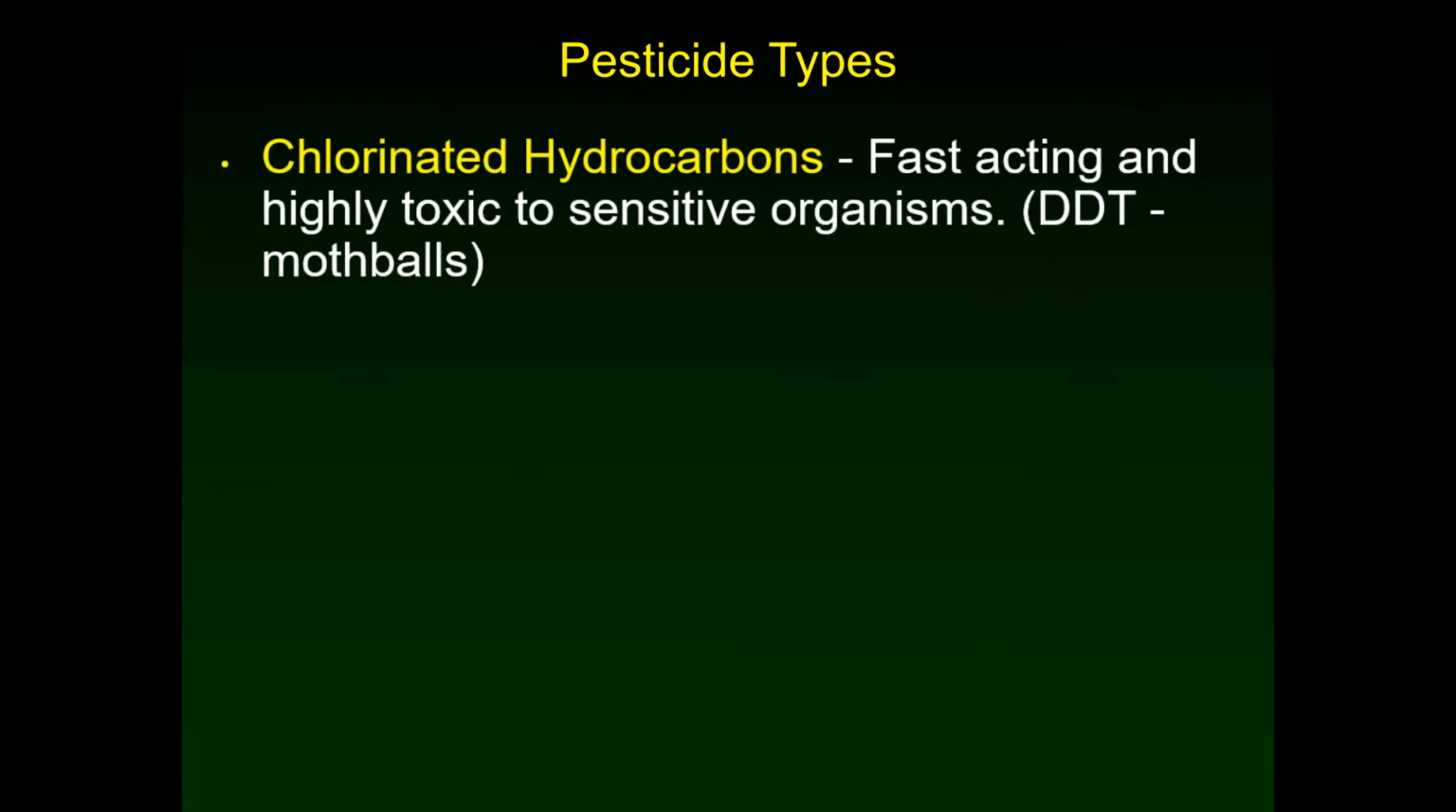Continuing on with pesticide types, you have chlorinated hydrocarbons. These are fast-acting and highly toxic to sensitive organisms. DDT is an example. Mothballs, if you've ever seen those, are another example. Mothballs used to be really common; people would put those into closets to prevent moths from laying their larvae into clothing, since they go after natural fiber clothing, like wool suits or wool clothing.